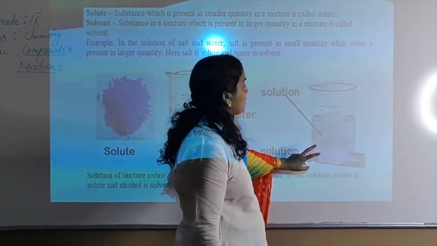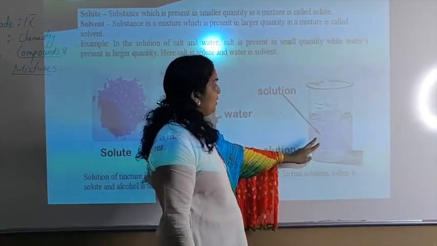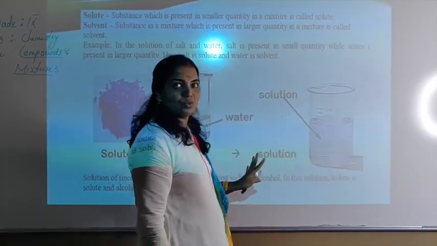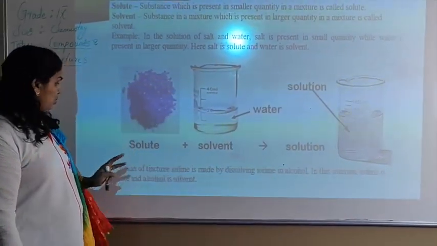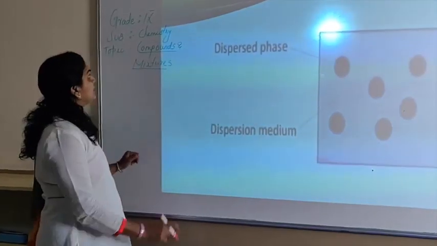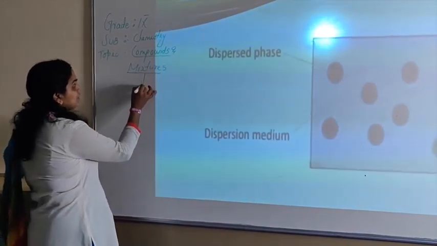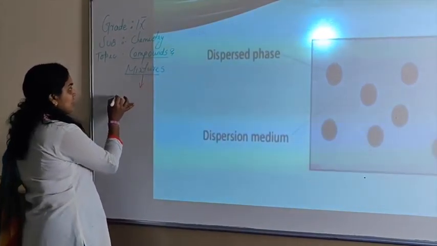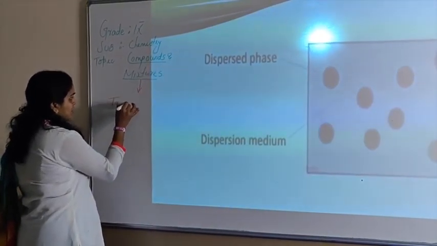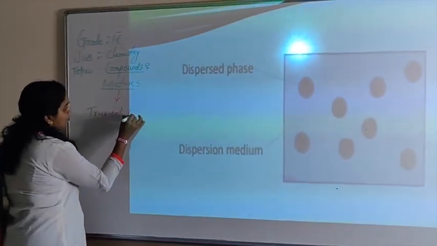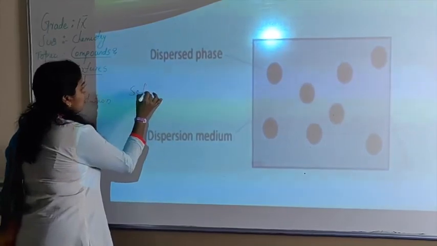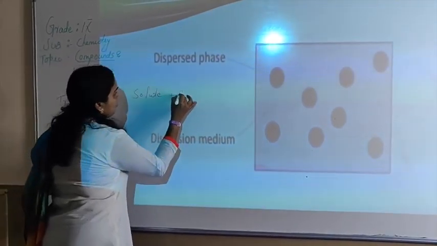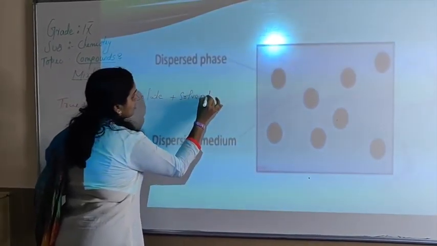Can you identify the separate components from this? No, we can only see the blue color of the solution. So we cannot identify the separate components present in the solution. Children, what are we discussing now? We are discussing the category of mixtures, that is true solution. So what are the components of true solution? Solute and solvent. Solute plus solvent gives solution.